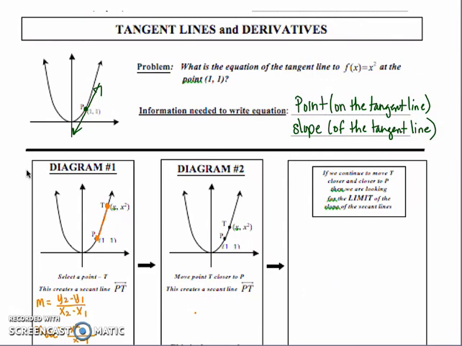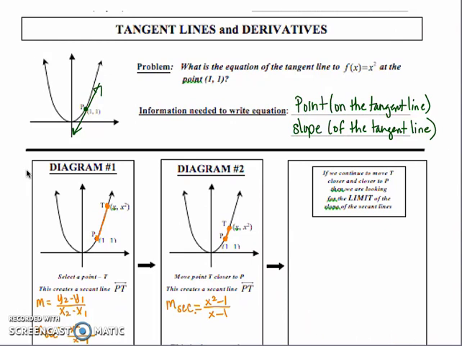Now look at diagram 2. We've taken that point T and we've moved it a little bit closer to P. So now we still have a secant line, but now it's just a little bit shorter. But if we want to find the slope of that secant line, it's going to be the exact same equation as before, because it's still going to be the x squared minus 1, that's our y2 minus y1, divided by x2 minus x1, which is just x minus 1. So this is the same slope that was found in diagram 1.